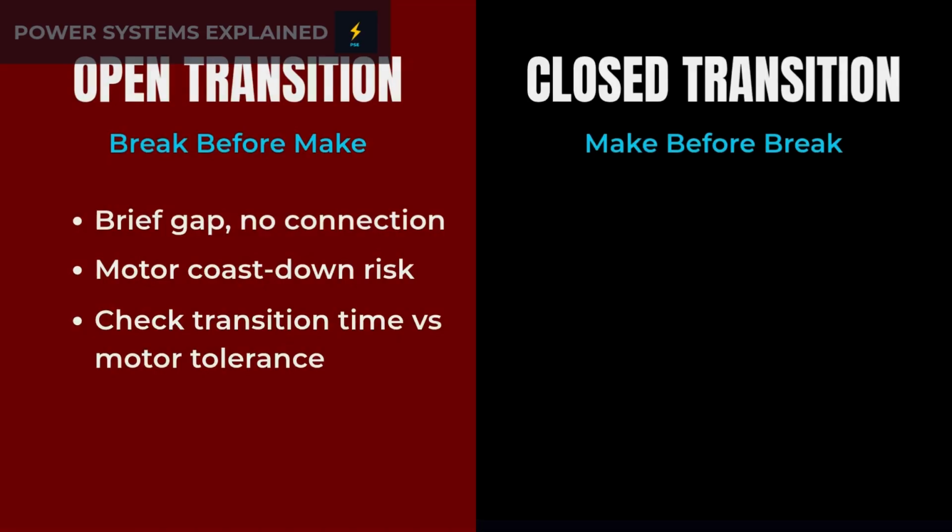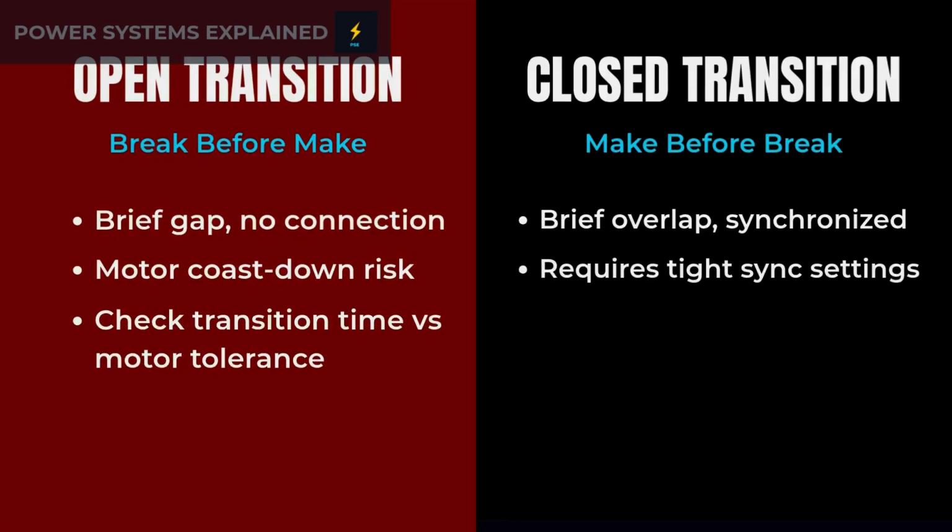Not a generic number. Closed transition briefly connects both sources at the same time, synchronized, before disconnecting the first one, with no gap at all. This is what you want for sensitive or motor-heavy loads, because there is no coast down, no re-energizing surprise. But here is the check most people skip. Closed transition requires the generator to be synchronized with the utility first, matching frequency, voltage, and phase, before that brief overlap happens. If your synchronization settings are off, even slightly, that overlap moment becomes the failure point instead of the fix.